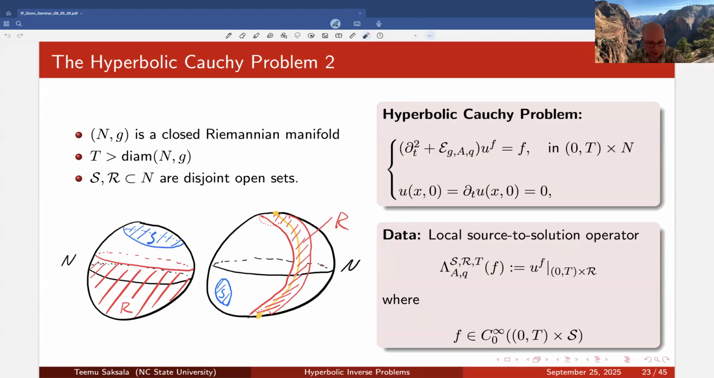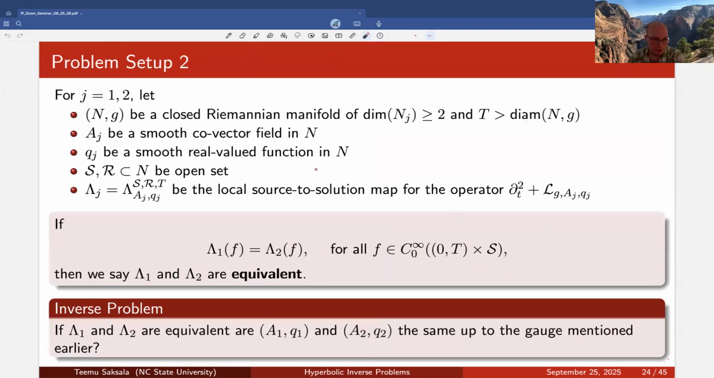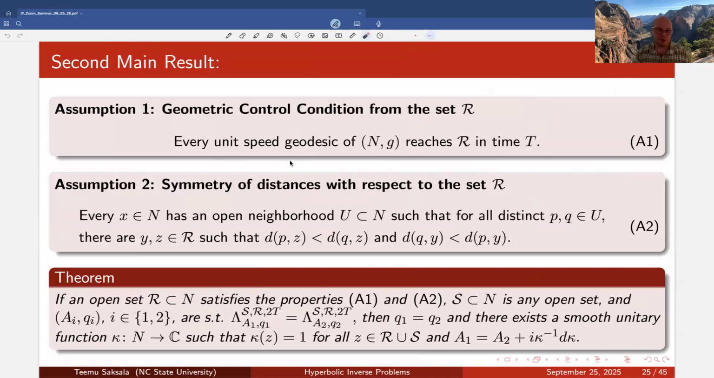Actually both of these pictures that I describe here are valid, like we can prove uniqueness in these situations, but I'll talk about that later. The catch is that these sets would be disjoint. So again, we are looking at this hyperbolic Cauchy problem. We are measuring the local source-to-solution map, but now sending waves from S and capturing them on top of R. So the question: can we recover in this situation the lower order terms A and Q? And the answer to this is of course yes. And this is true under certain geometric assumptions. So what are these geometric assumptions?